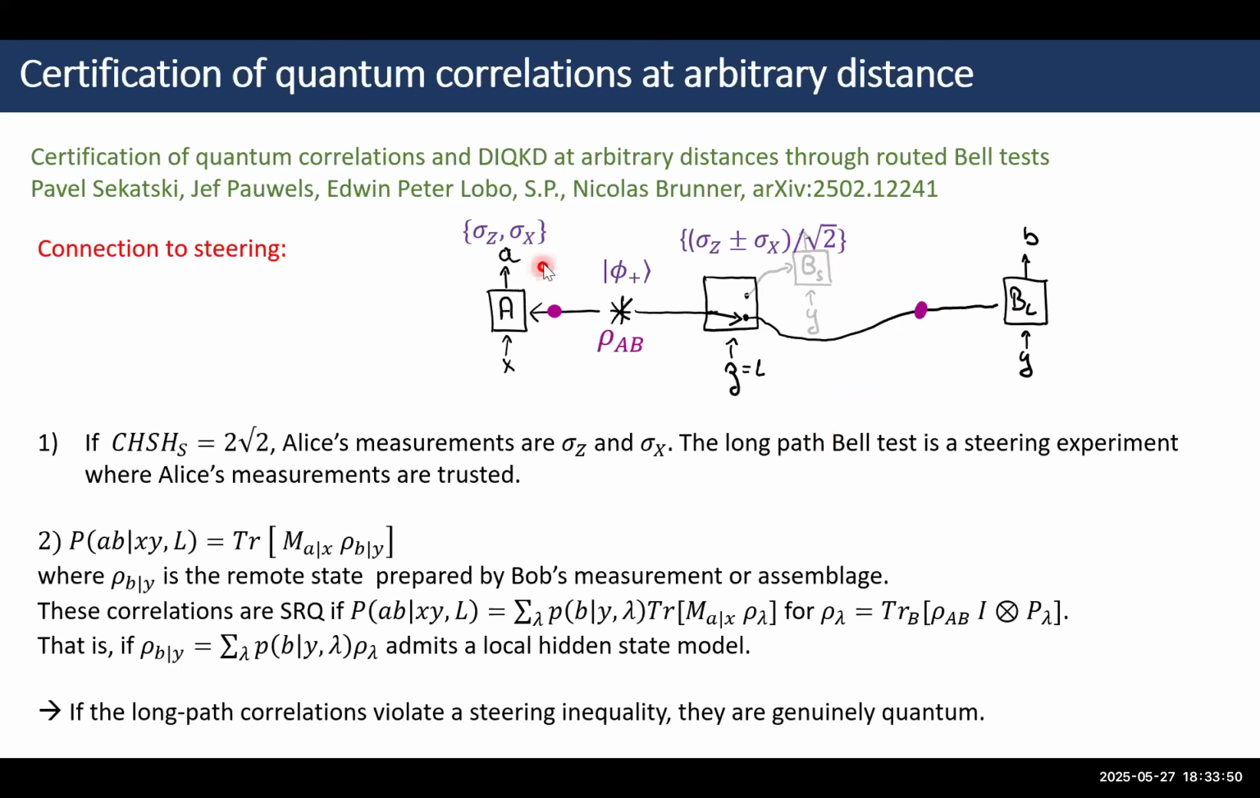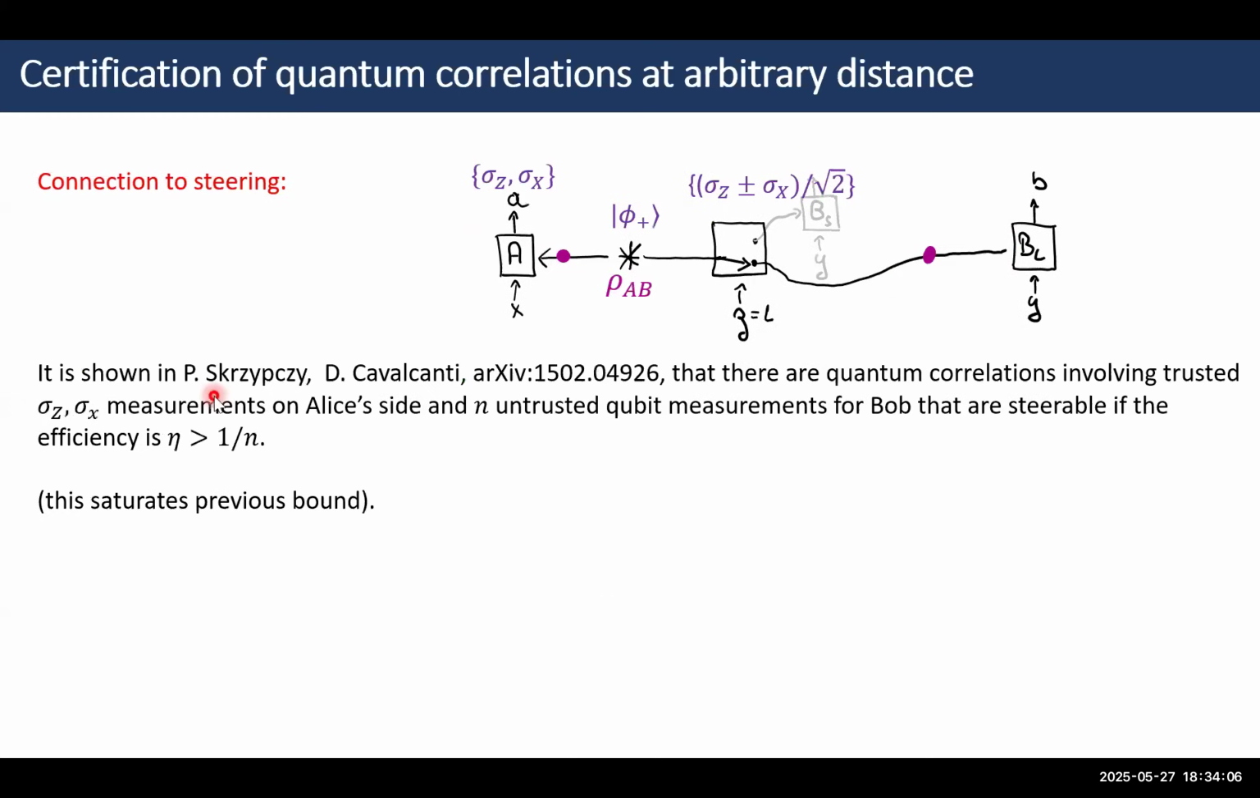Okay, so now the question is, if I assume Alice is doing some sigma z, sigma x measurement, are there steering inequalities which can be violated even if the efficiency on Bob's side is arbitrarily low? And yes, there are. They were introduced in this paper by Paul Skrzypczyk and Daniel Cavalcanti. So they are quantum correlations involving trusted sigma Z, sigma X measurements on Alice's side and n untrusted qubit measurements for Bob that are steerable if the efficiency is 1/n. Okay, and this saturates the previous bound I had shown before. So ideally, if we have a perfect CHSH violation in the middle, this is possible.